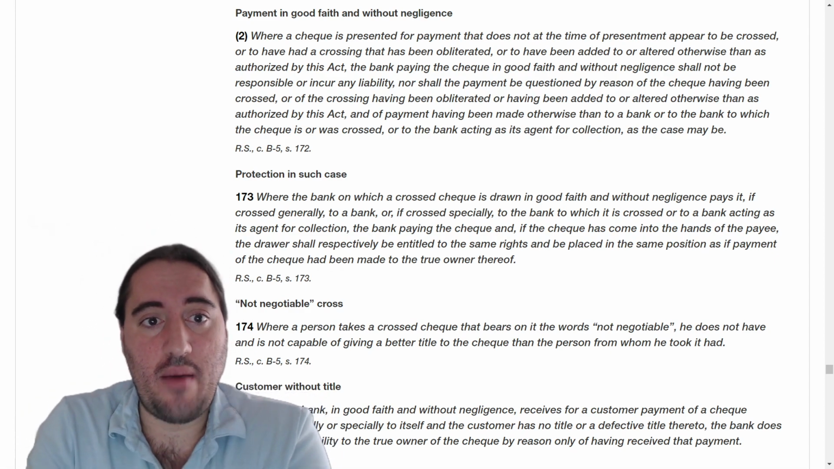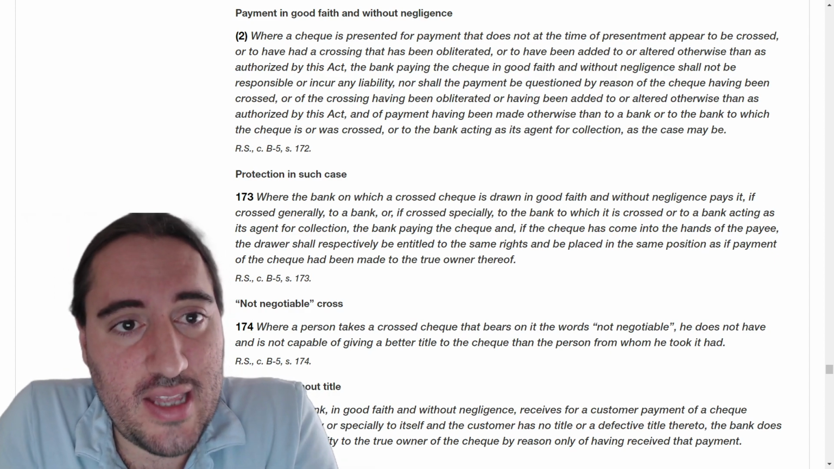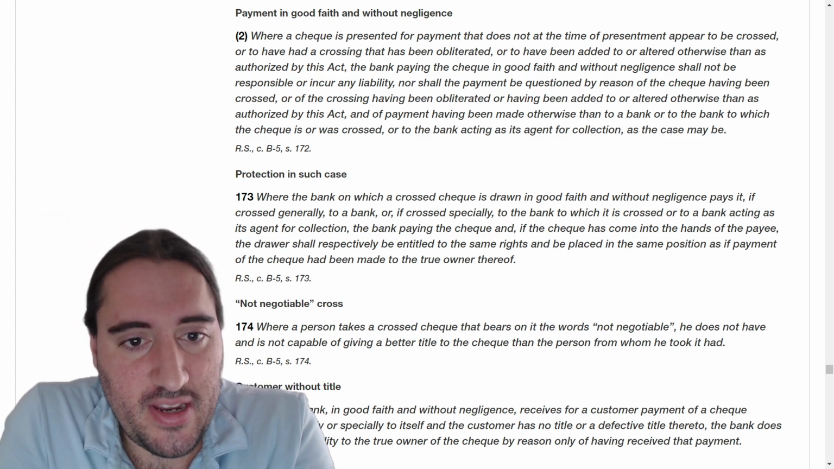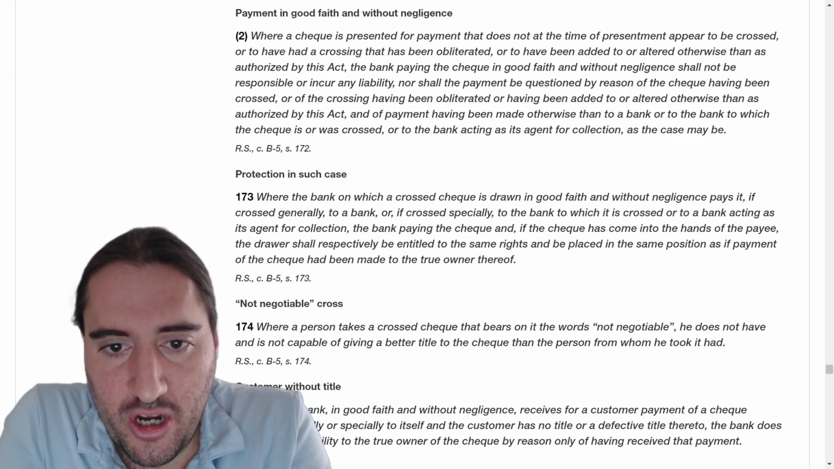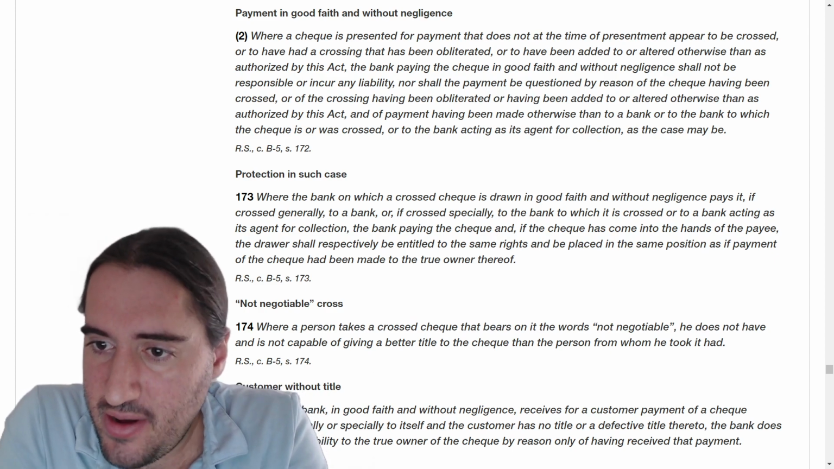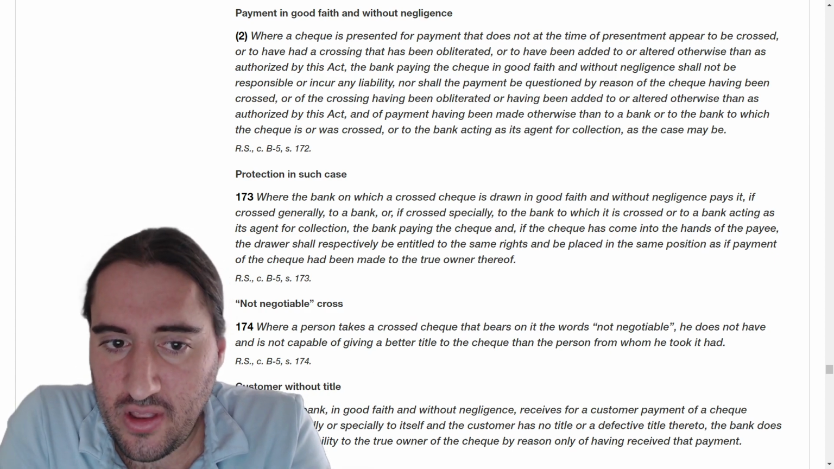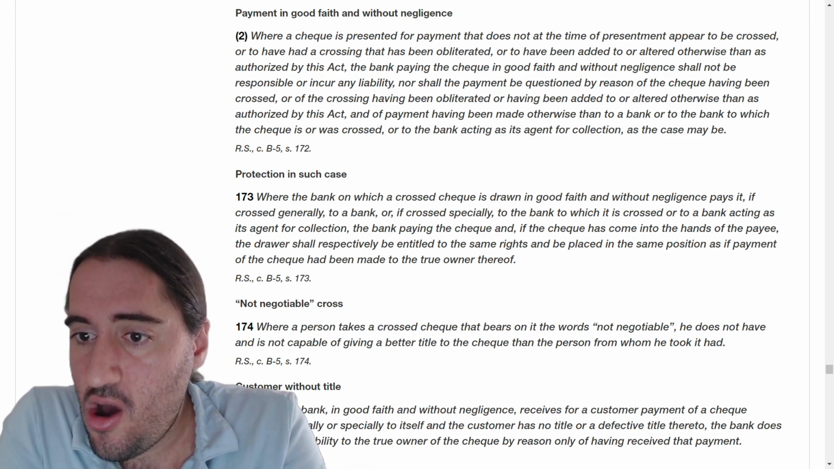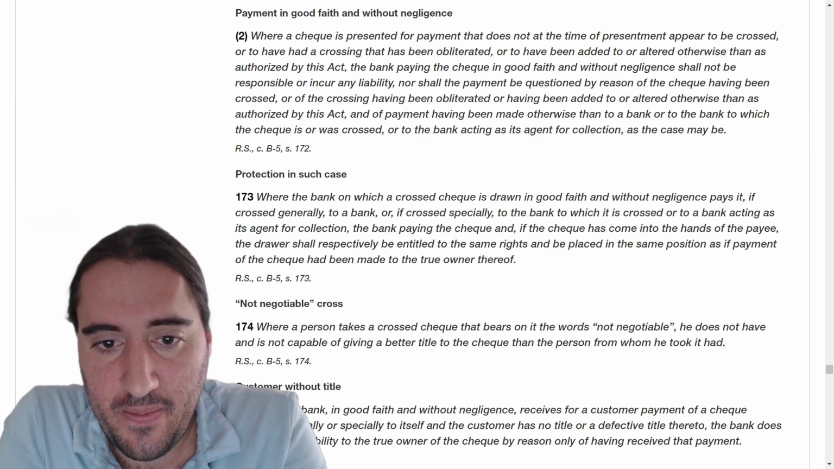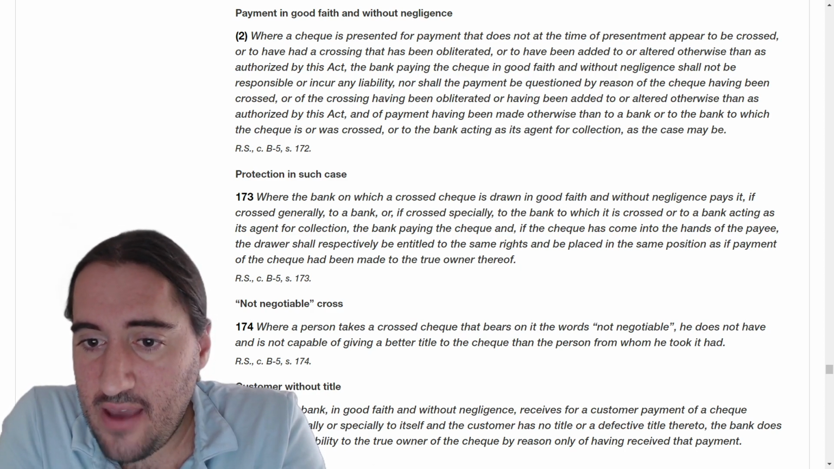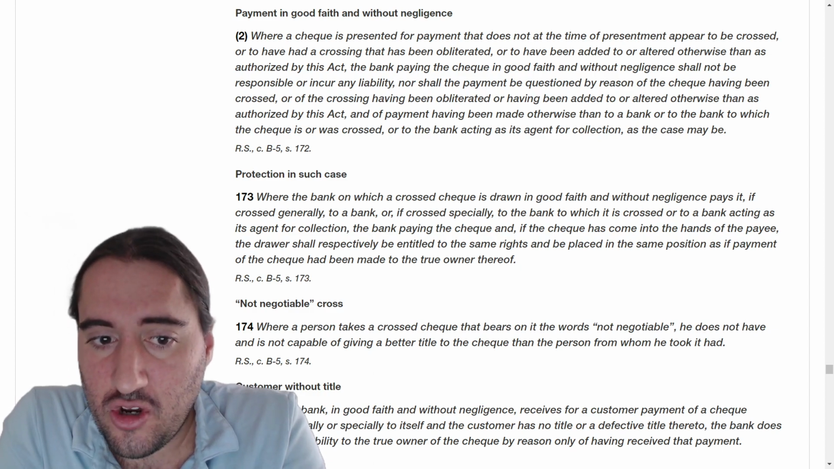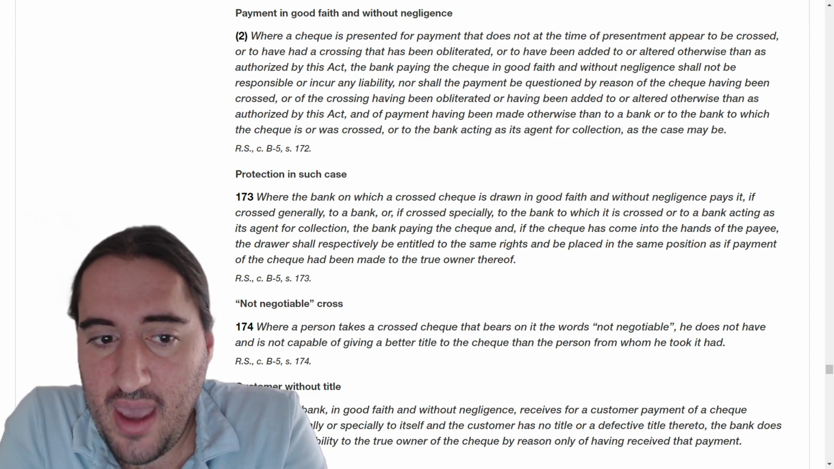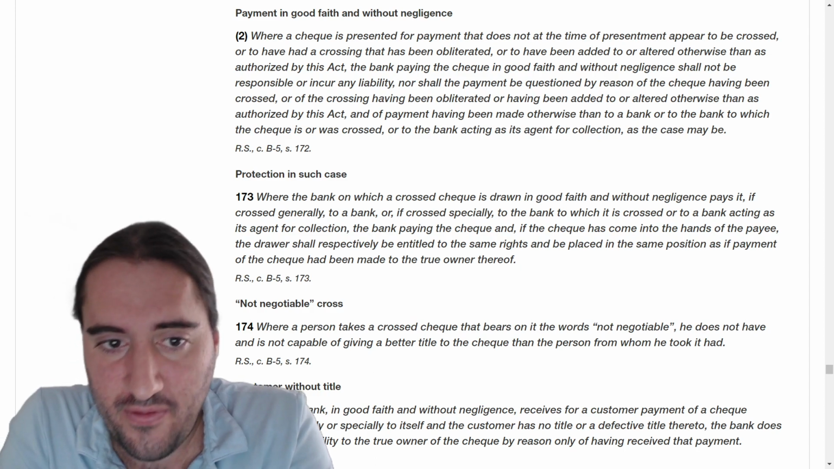Whew! I mean, it's always good to go back to that's what makes a payment in good faith without negligence. Protection in such case. Where the bank on which a cross check is drawn in good faith and without negligence pays it, if crossed generally, to a bank, or if crossed specially to the bank to which it is crossed, or to a bank acting as its agent for collection, the bank paying the check, and if the check has come into the hands of the payee, the drawer shall respectively be entitled to the same rights and be placed in the same position as if payment of the check had been made to the true owner thereof.